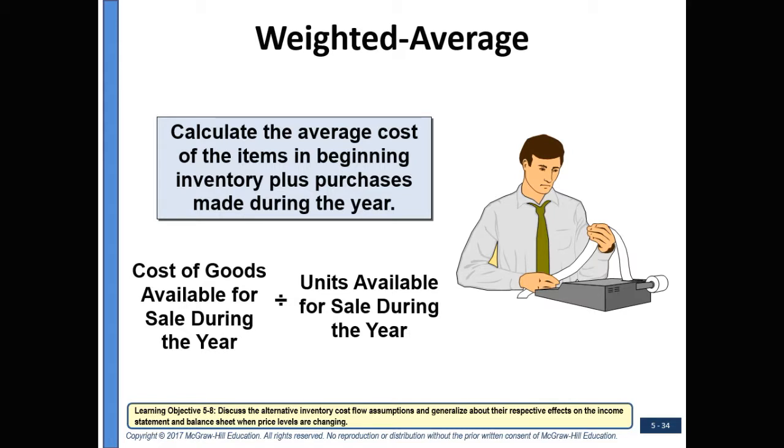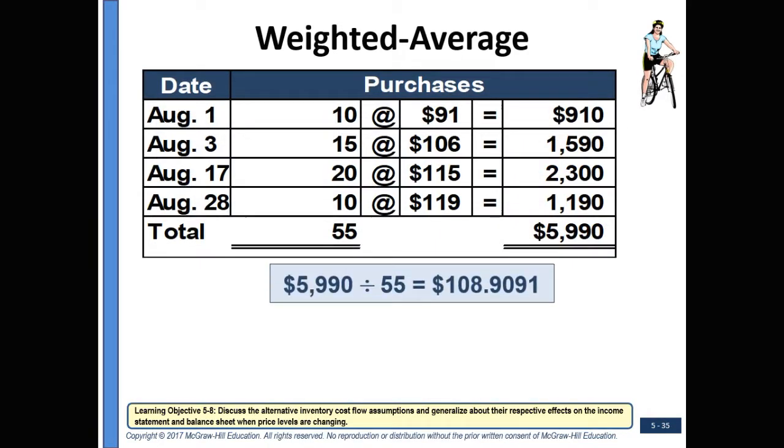Weighted average. For weighted average, we calculate the average cost of the items in beginning inventory plus purchases made during the period. The calculation is cost of goods available for sale during the year divided by the total units available for sale during the year. And this gives us a value that we assign to all of the sales for that period. So let's illustrate that using the beginning balance and the purchases for the bike company.